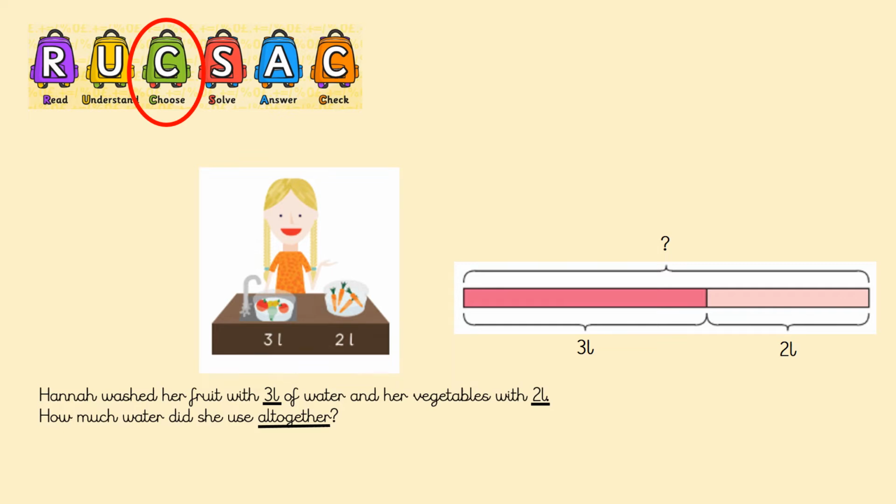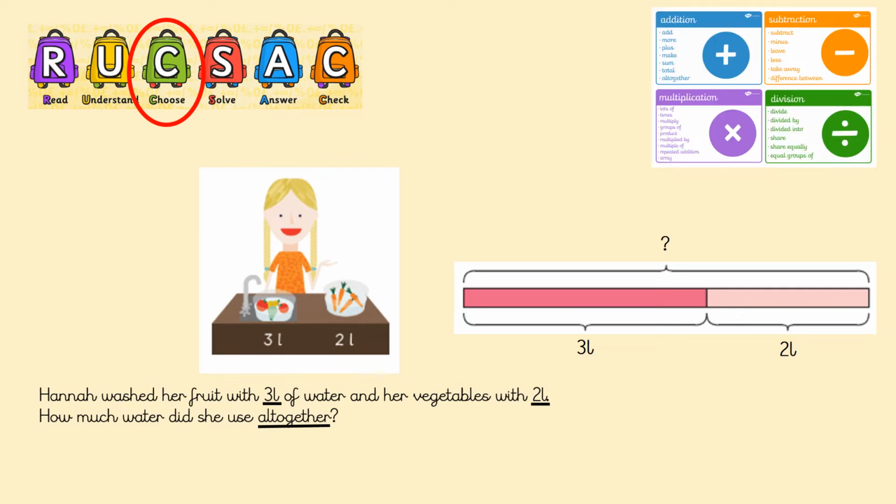I've started off with a bar model here. So I know that part of the water she used was 3 litres and part of it was 2 litres. But I don't know how much water she used all together. So my question mark goes for the whole bar. I don't know how much water there is all together. So that's going to help me choose a method. If we remember from bar models, when we know the parts, but we don't know the whole bar, that tells us that we need to add.